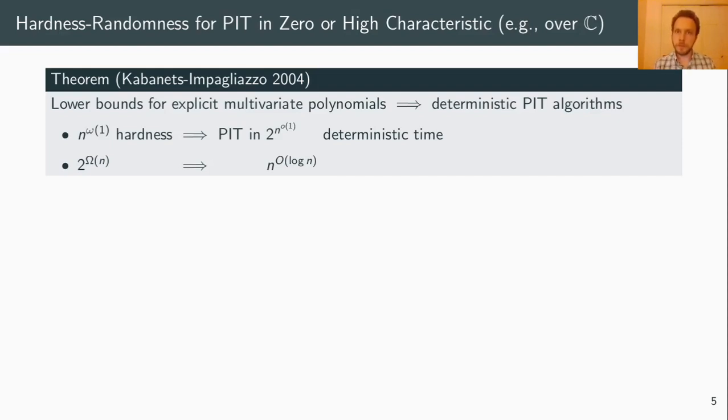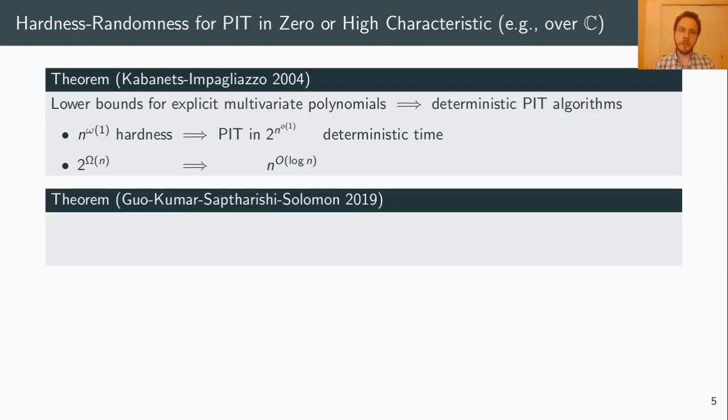Now, this is pretty good, and nearly matches what we can do in the Boolean setting. But it's not clear if we can obtain a polynomial time algorithm for PIT under a hardness assumption. And indeed, this was an open question for about 15 years, until it was recently addressed in a work of Guo, Kumar, Saptharishi, and Solomon, who proved the following.